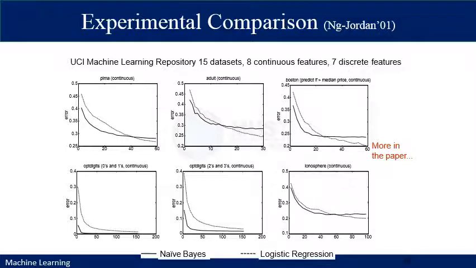So here is some experimental comparison, and it is done on 15 datasets from the UCI machine learning repository, with 8 continuous features and 7 discrete attributes. As you can see, naive Bayes is usually converging faster to its asymptotic error.